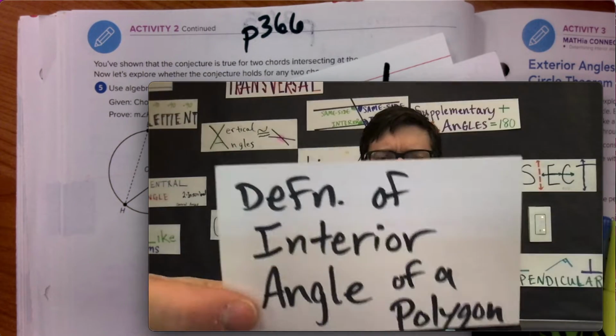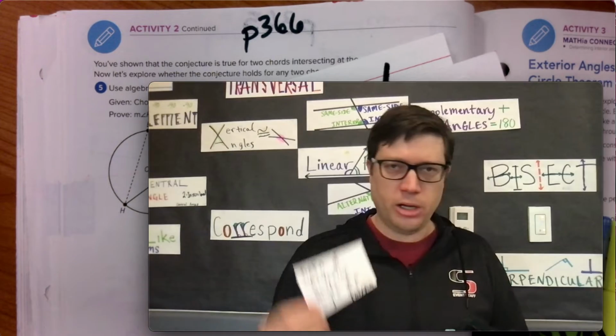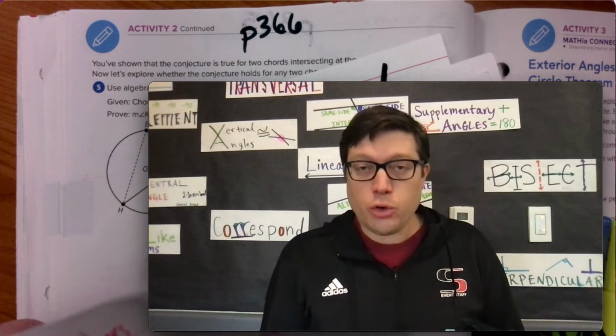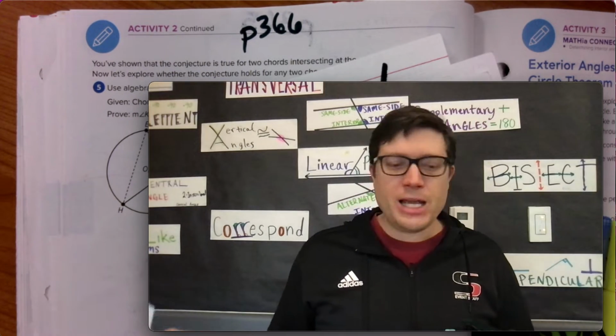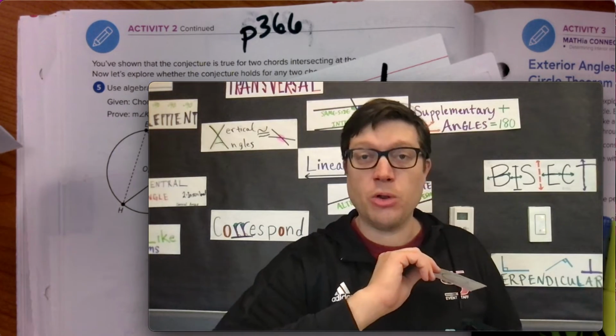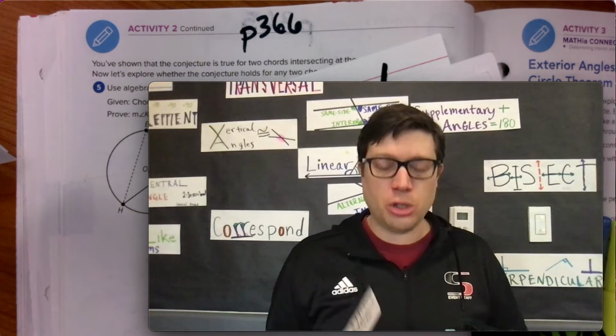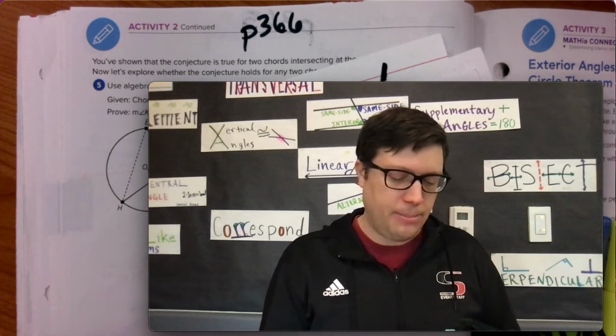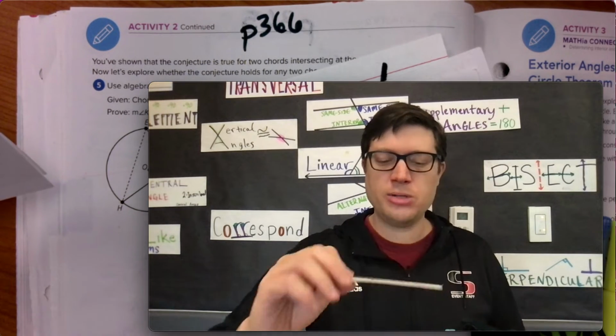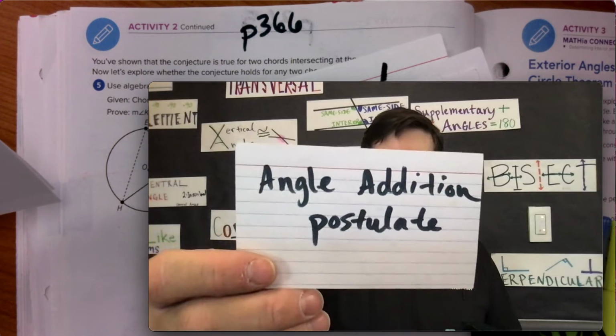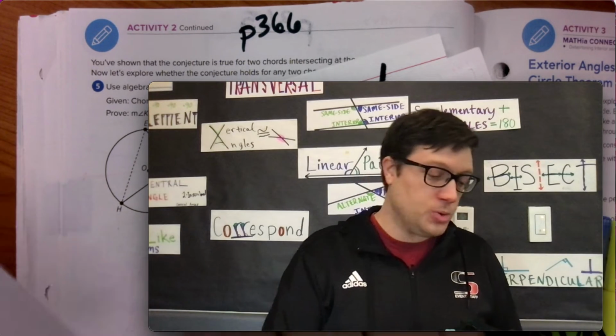Know what we mean by the interior angle of a polygon, because as we are creating our relationship for the interior angles of a circle, that might be a case. Arc addition: there's definitely potential for some arc addition to happen. I think I've seen it in the previous videos. Angle addition: if we're adding arcs, we're probably adding angles.